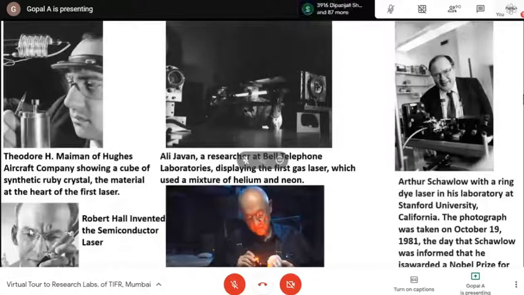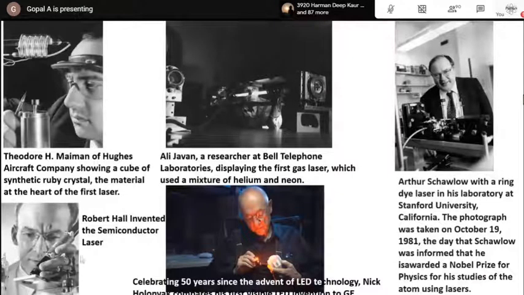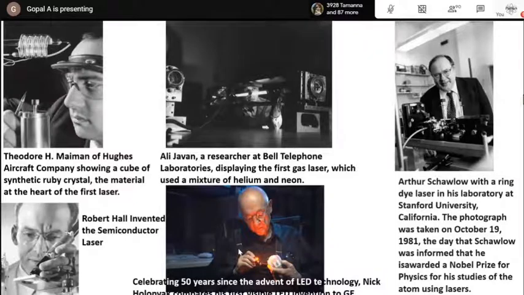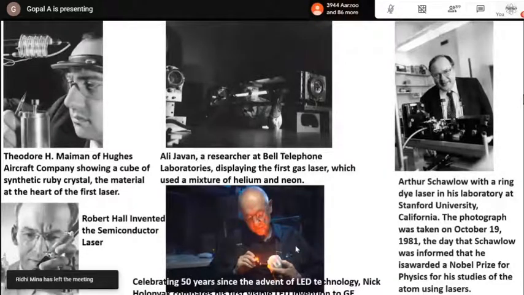So the miniaturization, which is possible because of the semiconductor development, the credit goes to Robert Hall, who invented the first semiconductor laser, and this is Nick Holonyak, who invented the light emitting diodes. Right. So here he's comparing his device with what we can get nowadays, like very bright LEDs, which we are using in our homes.